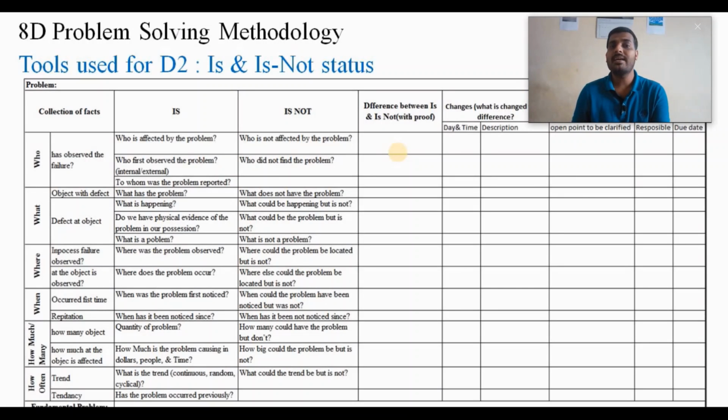Okay, so here in the problem description you will find the product name or process, then what the defect is, then at what place the defect is occurring, and what the amount or percentage of defect is. Okay, so this is how you should write the fundamental problem description.